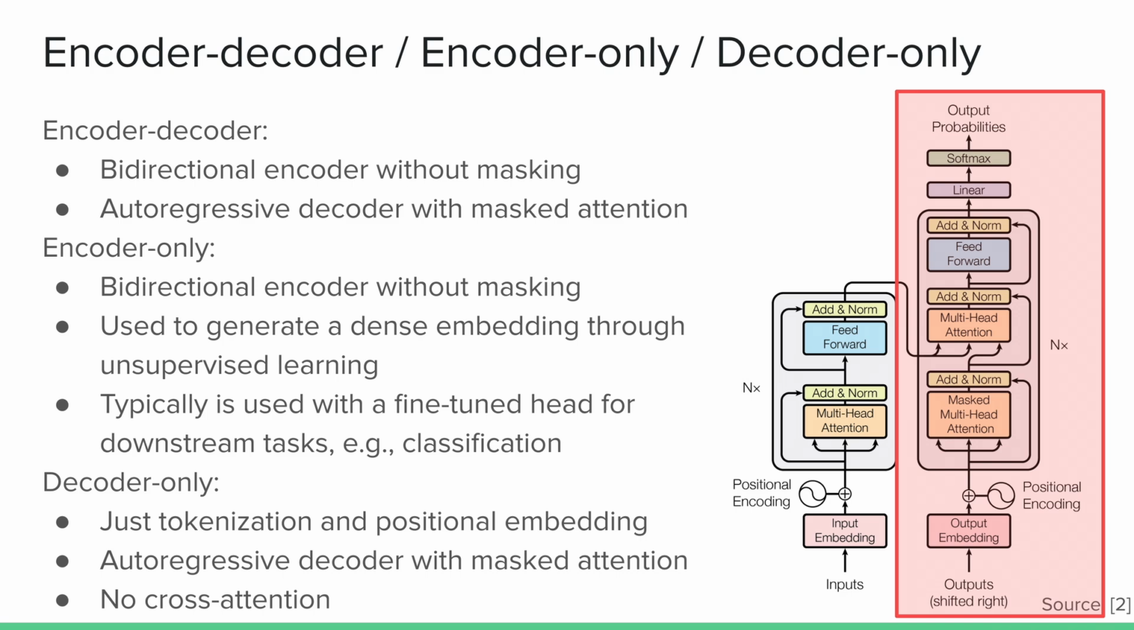Keep in mind that this figure is not 100% accurate in this case, because for the decoder-only architecture, we usually do not have the cross-attention mechanism between the encoding part, which in this case would be only the tokenization and positional embedding, and the actual decoder here.